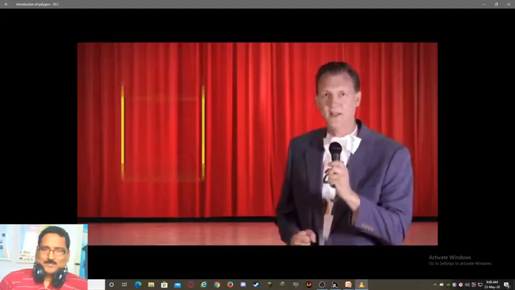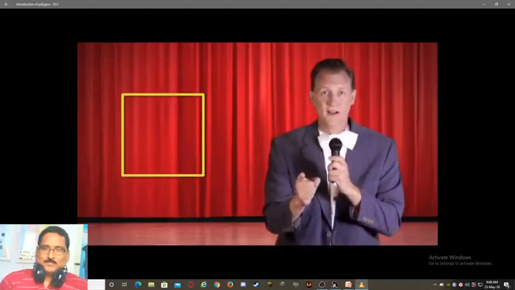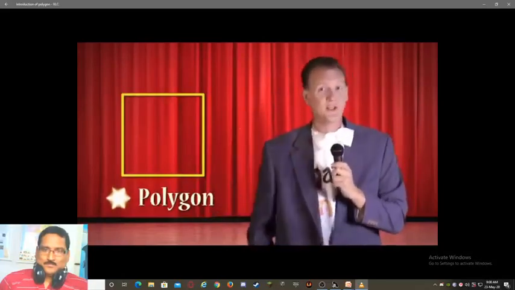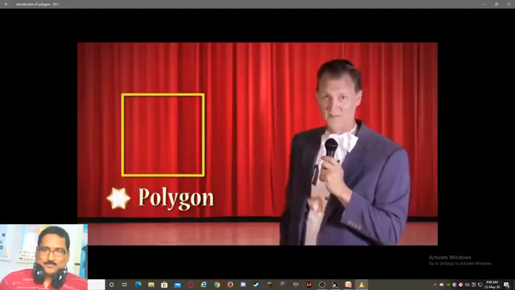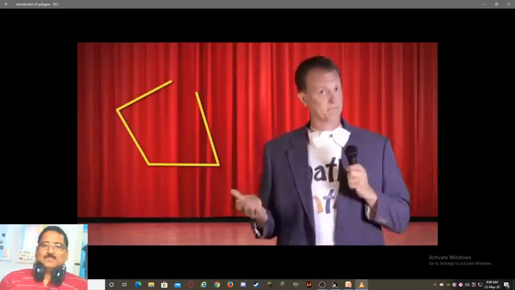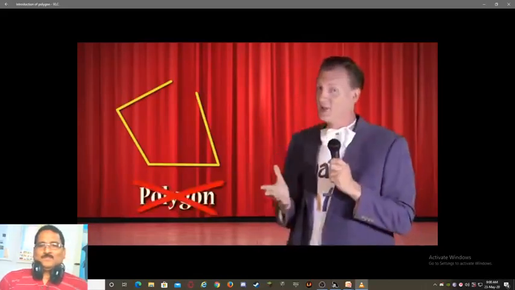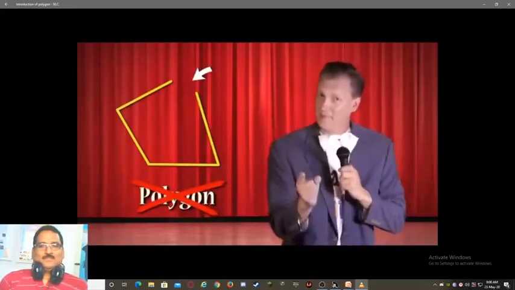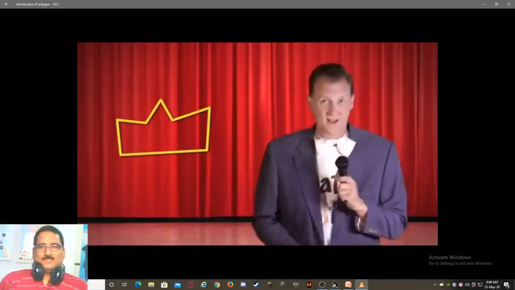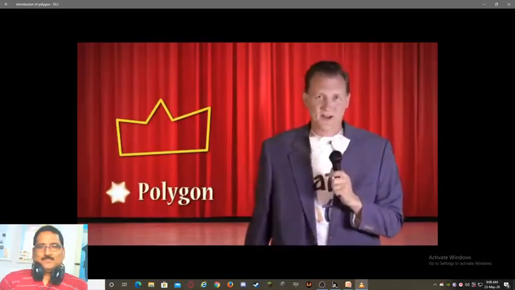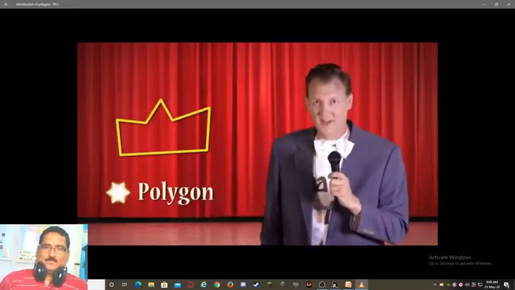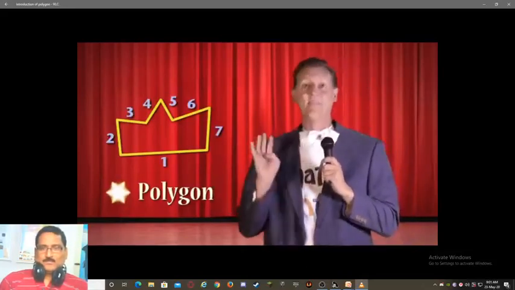Our first shape is a square. Is a square a polygon? Yes. A square has 4 sides and 4 vertices, and it's a closed 2D shape, so it is a polygon. Next we have, not exactly sure what to call this, but is it a polygon? Nope, it's close, but because it's an open shape, it can't be a polygon. What about this one? Yep, it is a polygon. Even though the sides aren't all the same length, it is a closed, 2D, multi-sided shape. In fact, if you count, you'll see that it has 7 sides.